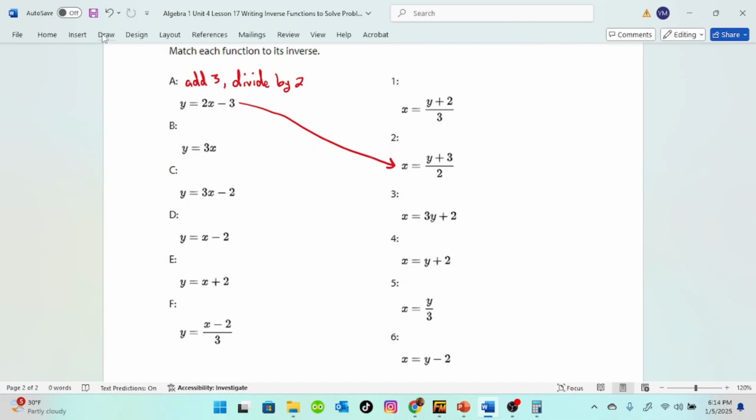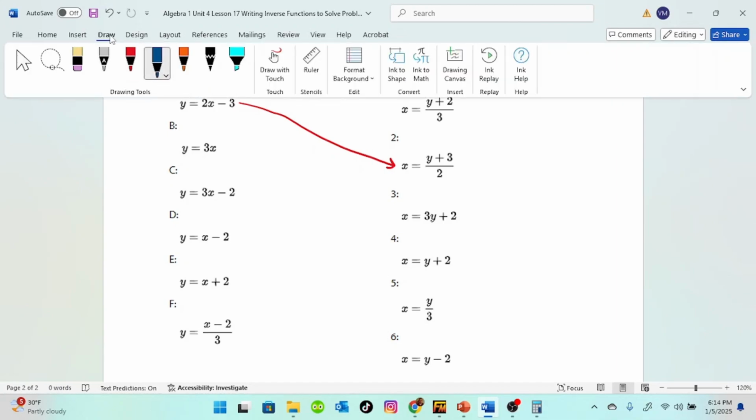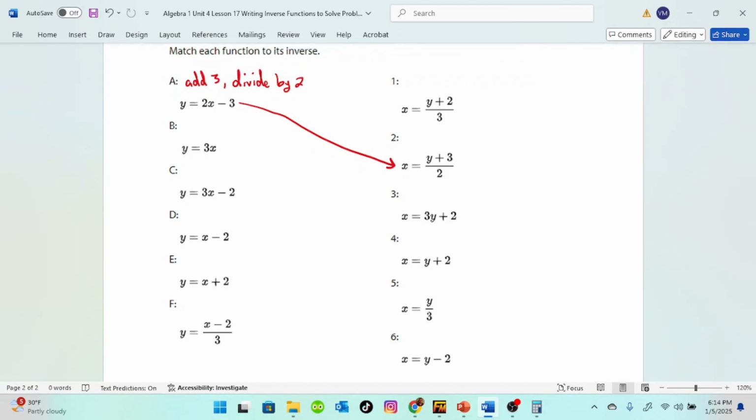Our next option is B. We have y equals 3 times x. The opposite of multiplying by 3 is to divide by 3. So when we look at our options on the right, we're looking for x equals y divided by 3. We see that on number 5. That means B matches number 5.